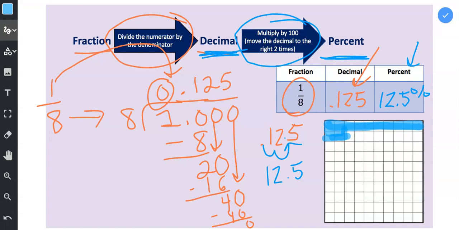And last but not least, I forgot to mention that this is a terminating decimal because it ends. I want you to start noticing the difference between a terminating decimal that ends and a repeating decimal which goes on forever and has a pattern.